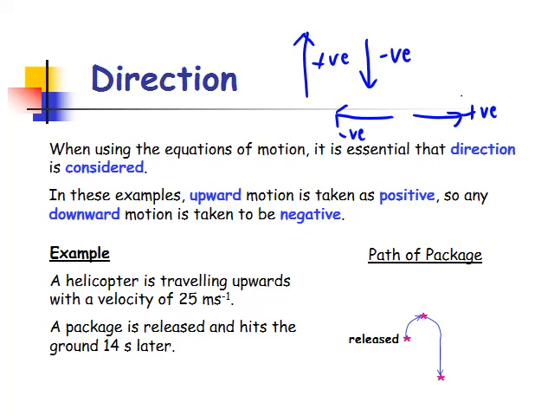So let's look at this. A helicopter is traveling upwards with a velocity of 25 meters per second. A package is released and it hits the ground 14 seconds later. This motion has two directions and we need to distinguish between those two. So we're going to choose the upwards direction as positive.